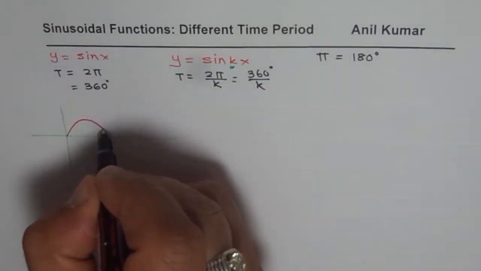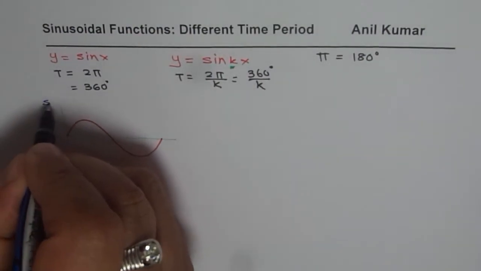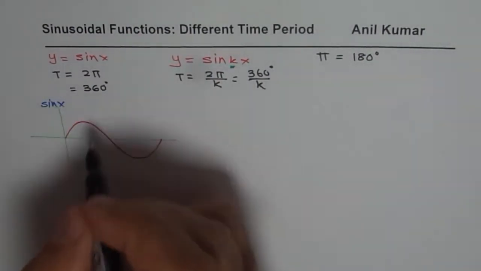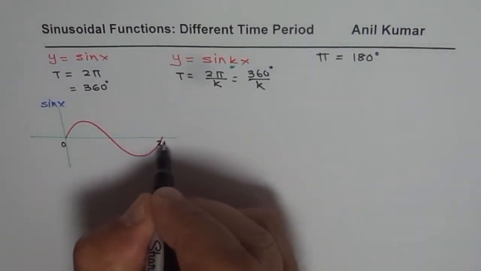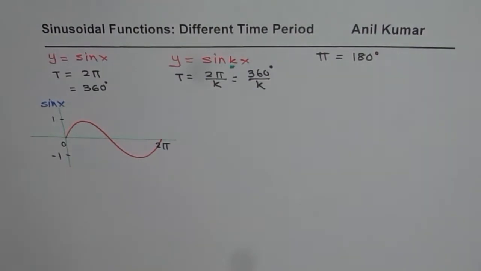Let me start with the basic sine function, let us say like this, right? So let us say this is our basic sine function, and this is the graph of sine x. We are writing sine x here, and since it is the graph of sine x, it has a time period of 2 pi, so we'll write 2 pi here. Maximum value is 1 and minimum is minus 1.